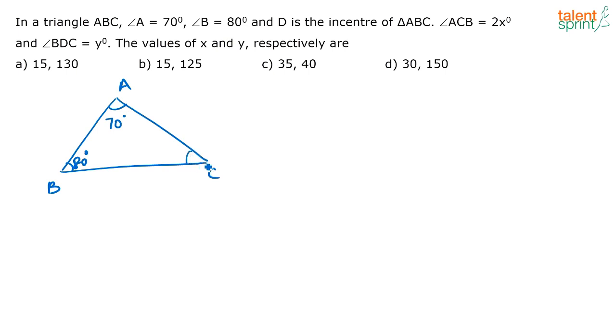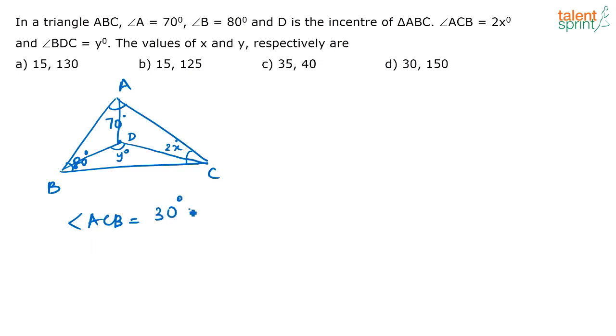Okay, let's see if we actually need angle C. Now what is given? D is the incenter of ABC. It is given that angle ACB is equal to 2x degrees and angle BDC is given as y degrees. Now very easy, no? How do you find angle ACB? See, this is 80 and this is 70. So what is this going to be? 80 plus 70 is 150. So angle ACB we know is going to be 180 minus 150, that is 30 degree.